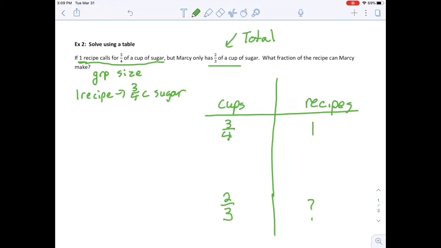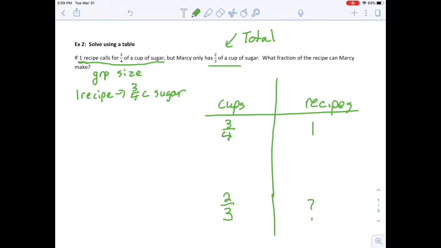So we're looking for how many groups of 3/4 are in 2/3. Let's stop and think for a minute. Is our answer going to be more than one recipe or less than one recipe? Marcy doesn't even have 3/4 of a cup, so reality check, whatever answer we get should be less than 1 because she can't make a full recipe.